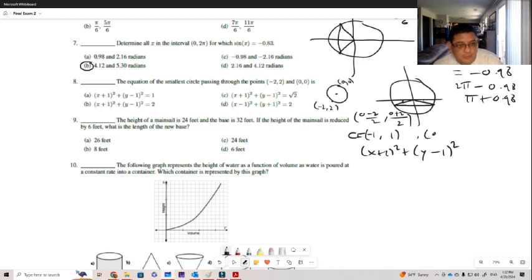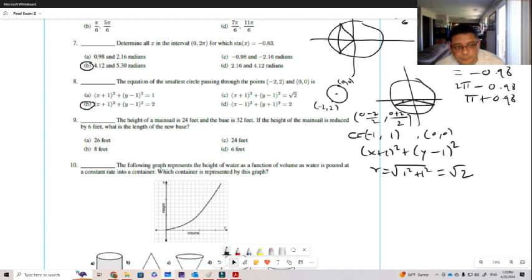I can use, of course, the distance to 0, and so that's essentially telling me that the radius is gonna be this minus this squared, so 1 squared plus 1 squared, so this is just gonna be square root of 2. The radius is gonna be square root of 2, but because the equation has the radius squared, then the answer gotta be B. And so that's question number 8.